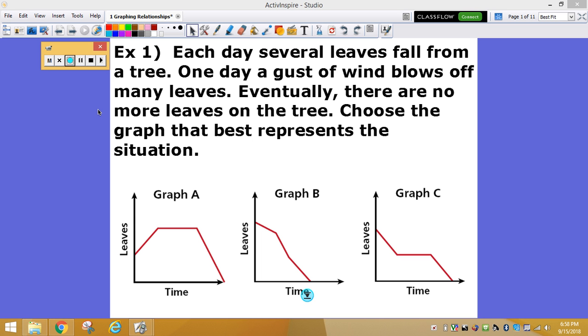So this lesson is all about graphing relationships. So take a second, read through example 1, and then we're going to talk about which graph best represents it and why.